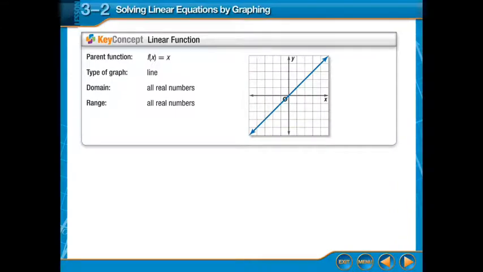Okay, so the key concept here is linear functions, and here's an example of a parent function. F of x equals x, so given the value of the function, given the input of x. And the type of graph we have is a line graph, where all real numbers are true for the domain, and the range also includes all real numbers.